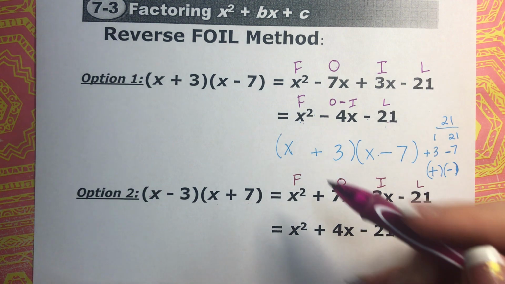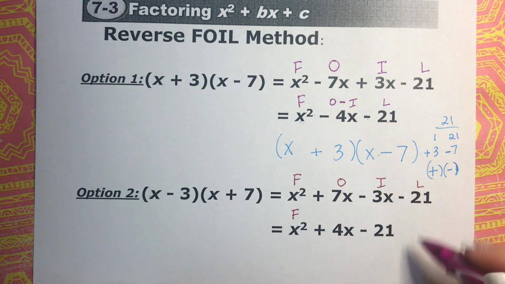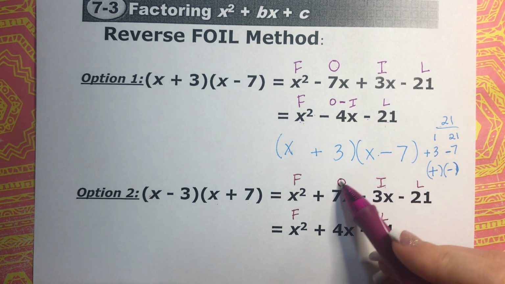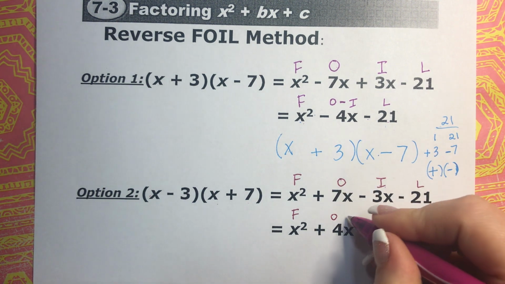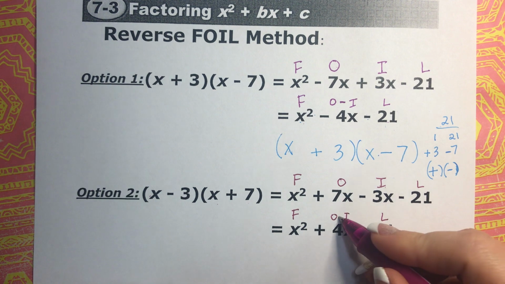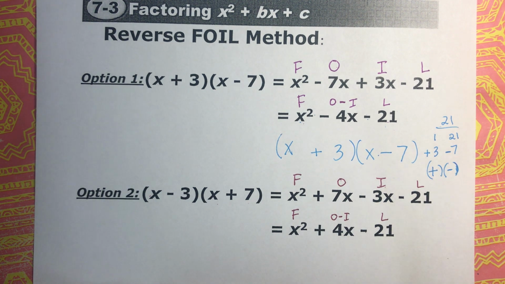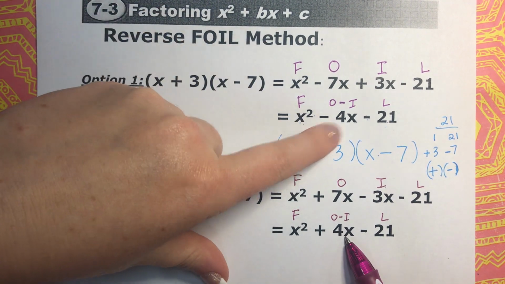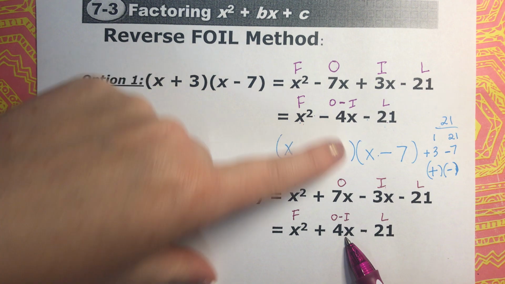So this right here is our first, x squared. This is our last. And this 4x is a combination of the outside and the inside. And now we're going to be taking the difference between the two. So notice now our middle number is positive, and up here it was negative, right?